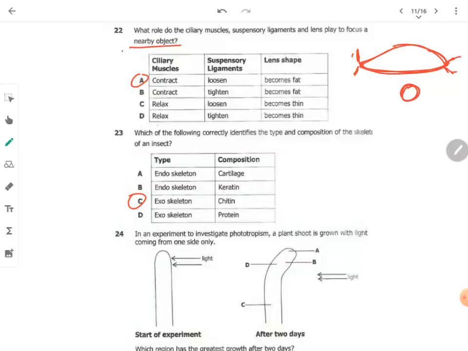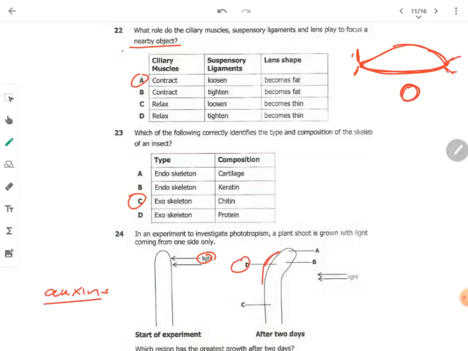24. In an experiment to investigate phototropism, a plant shoot is grown with light coming from one side only. So there is this light coming from one side only, and after 2 days, it bends toward that. Which region has the greatest growth after 2 days? For us to know which one has the greatest growth is the amount of auxins present. These are growth hormones in plants. So we need to know which part has the greatest number of auxins. The one with the greatest number of auxins is the one found here, because that is turning here.